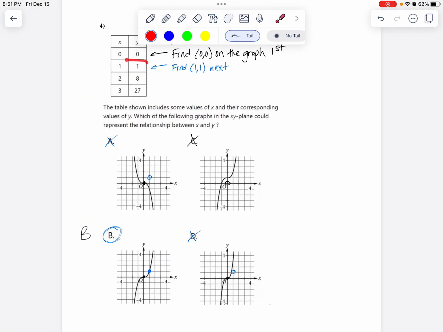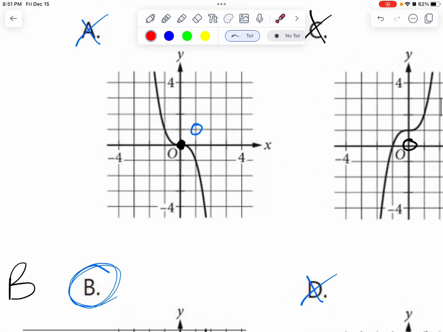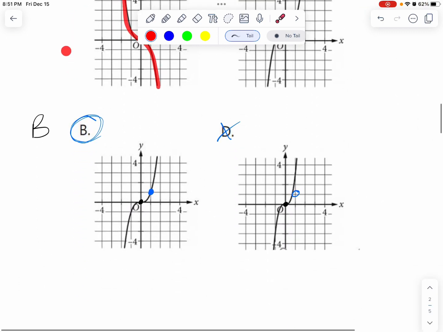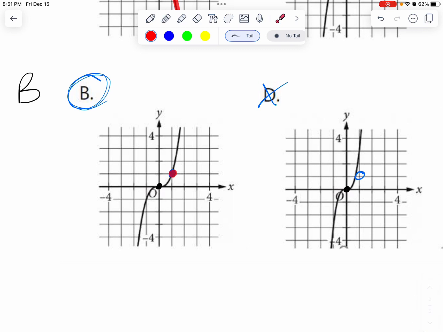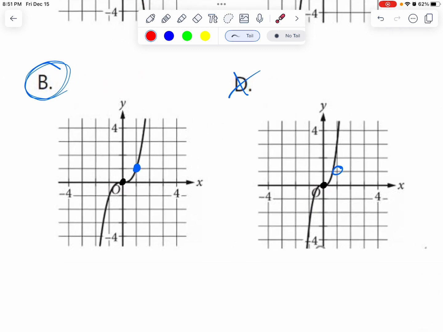I'm going to now do the next ordered pair, 1, 1. Let's see if I can eliminate any others by looking at 1, 1. Well, here's 1, 1. That's not on the graph. This graph does not go through the ordered pair 1, 1, so I'm going to cross that one off. C is already gone. Let's look at B. B goes through 1, 1. Check. Let's look at D.